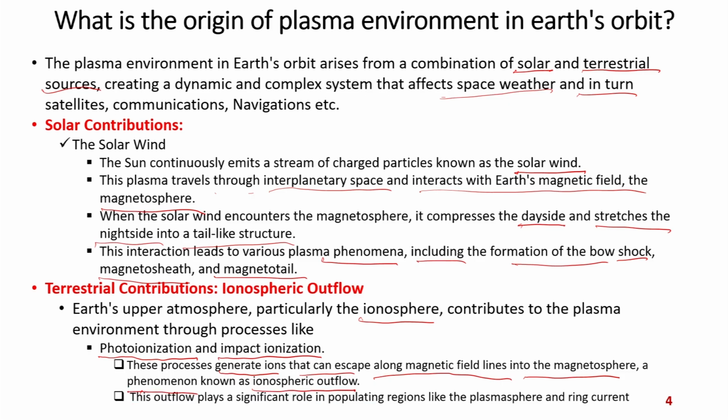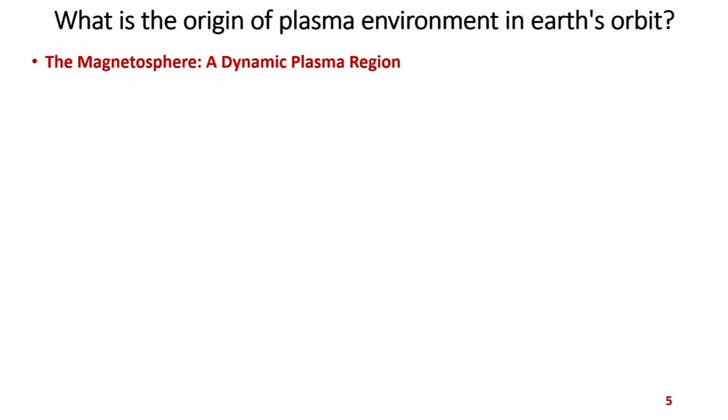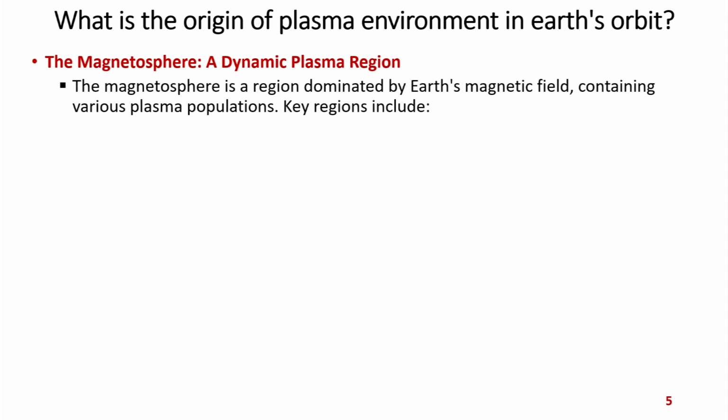So, this outflow also plays a significant role in populating regions like the plasmasphere and ring current. Ring current, I already explained what the ring current is when we were discussing the radiation belt. So, the magnetosphere is a dynamic plasma region. It is dominated by Earth's magnetic field, containing various plasma populations.